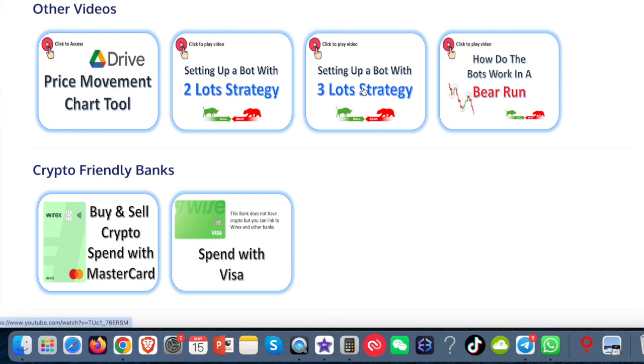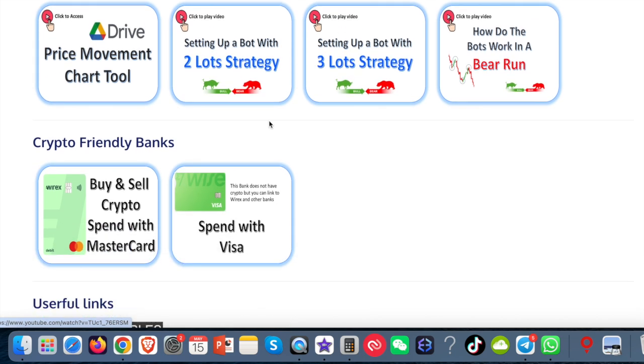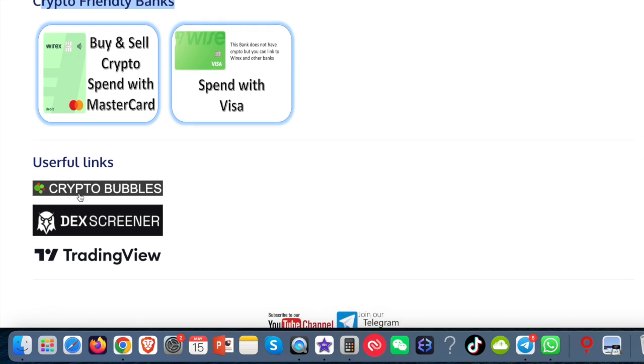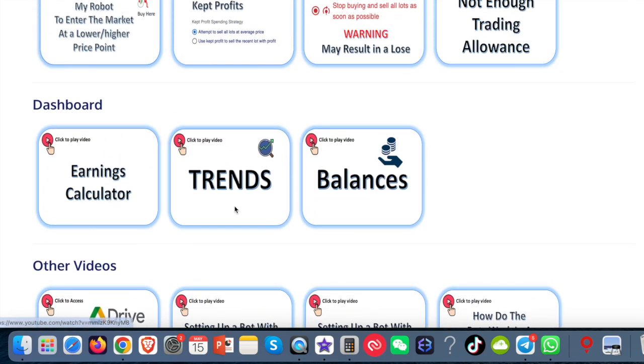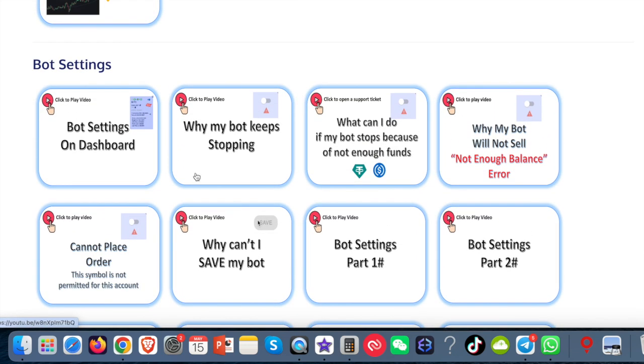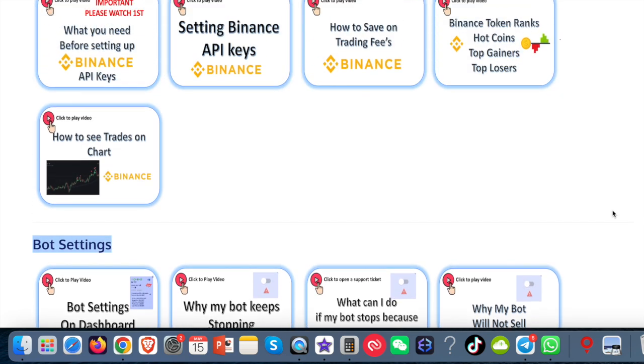So coming back to Johnny Blockchain, there's a few things here. You can see crypto-friendly banks. I use both of these to buy crypto and to use my crypto in the supermarkets. And then you've got down here some useful links: Crypto Bubble, Dex Screener and TradingView. I use all of those tools to help me choose tokens. But I would recommend you come in and watch these bot settings. Watch all these, because these will give you a good understanding of how the bot works.